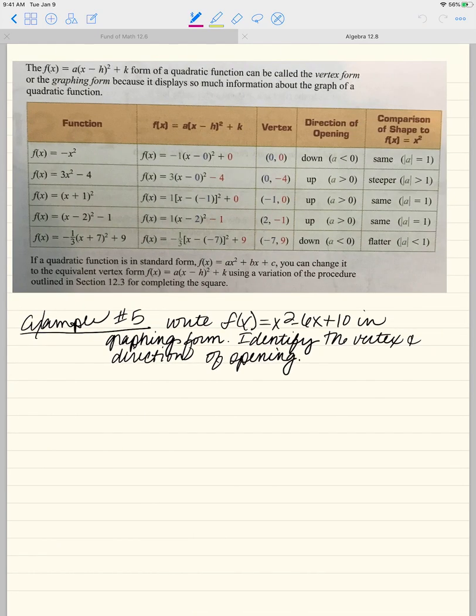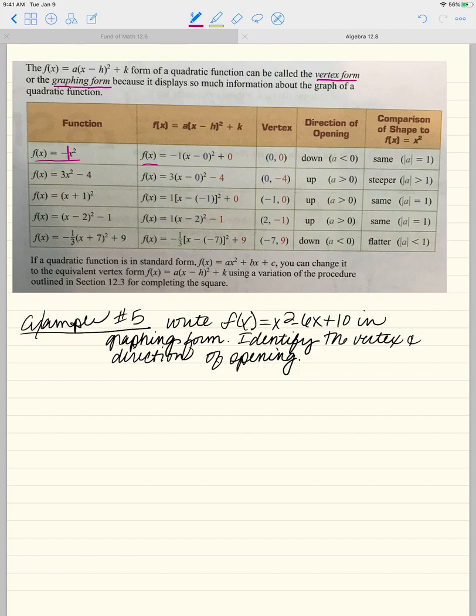Okay, moving right along. The f of x is equal to a times x minus h squared plus k form of a quadratic function can be called the vertex form or the graphing form because it displays so much information about the graph of a quadratic function. So here we have f of x is equal to negative x squared. When we plug that into the vertex or graphing form, we get f of x is equal to -1, because we have a 1 out here, okay?